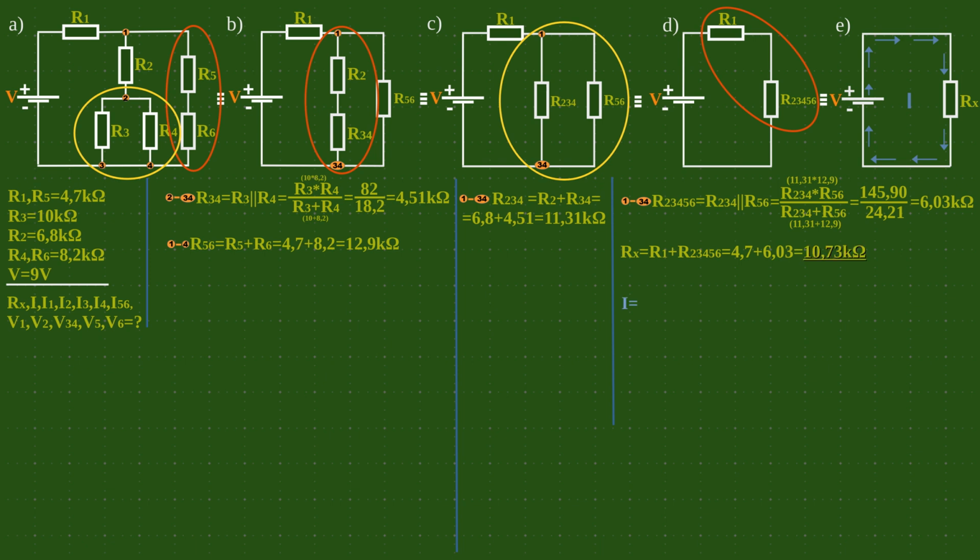Now we are calculating the current I, and everything will become much more interesting. We return to diagram D, where we see that the currents I1 and I2,3,4,5,6 are actually the same as the current I. This means that we can also immediately calculate the voltages V1 and V2,3,4,5,6.